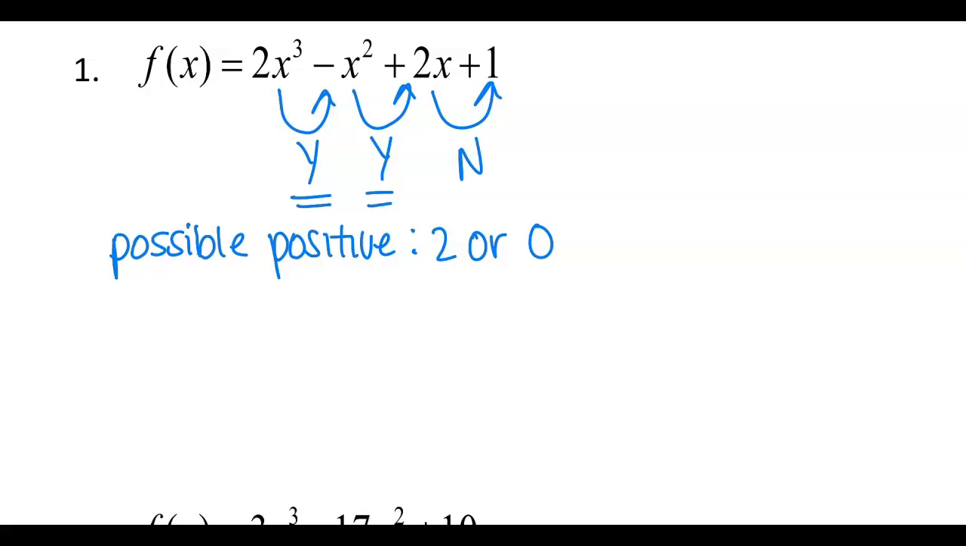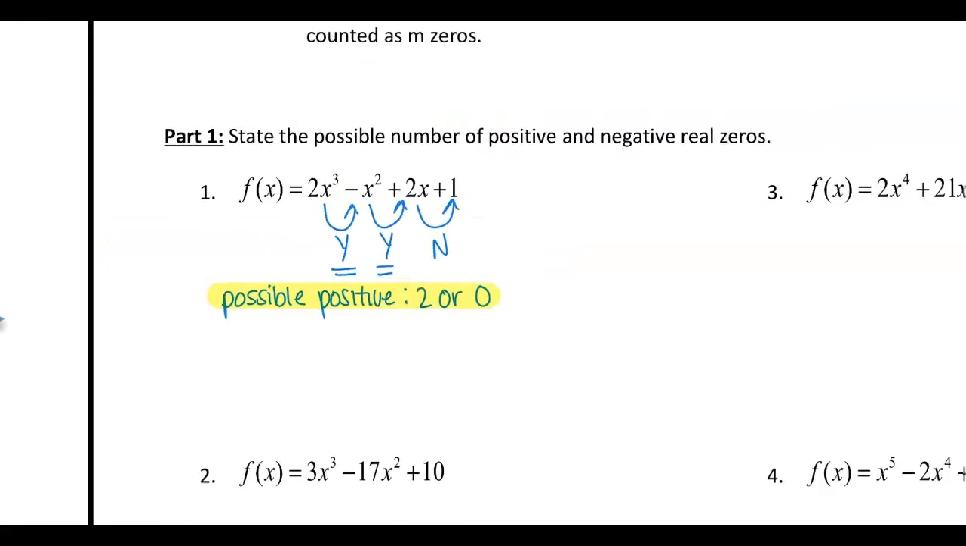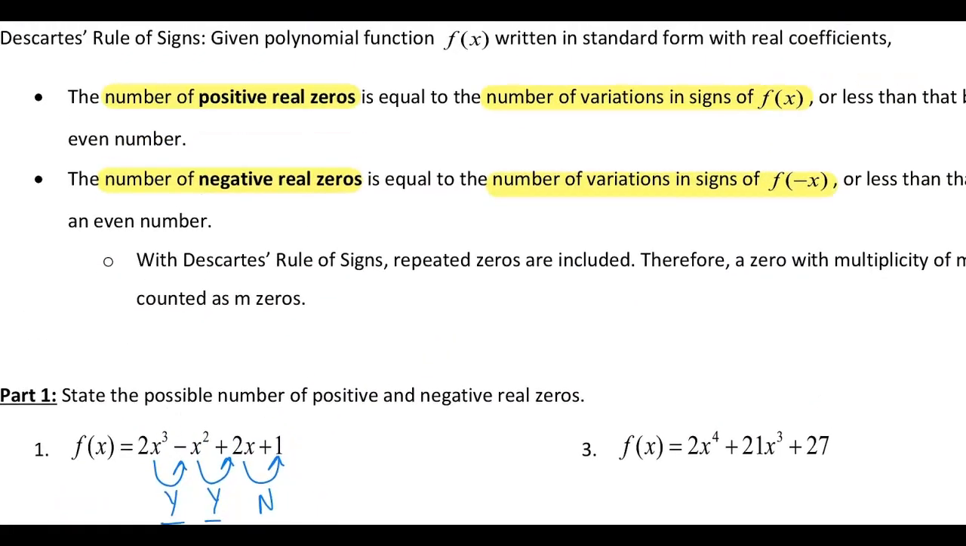If I was to do 0 minus 2 again, what's 0 minus 2? Negative 2. Does it make sense to say I'll have negative 2 positive zeros? There's no such thing as having negative positive zeros, so we don't go past 0. Okay, so we're going to have either 2 positive answers or 0 positive answers for this question. Okay, that's one part. Part 2 is finding the negative zeros. You guys told me before, what do I need to plug in to find that? A negative what? Negative x.